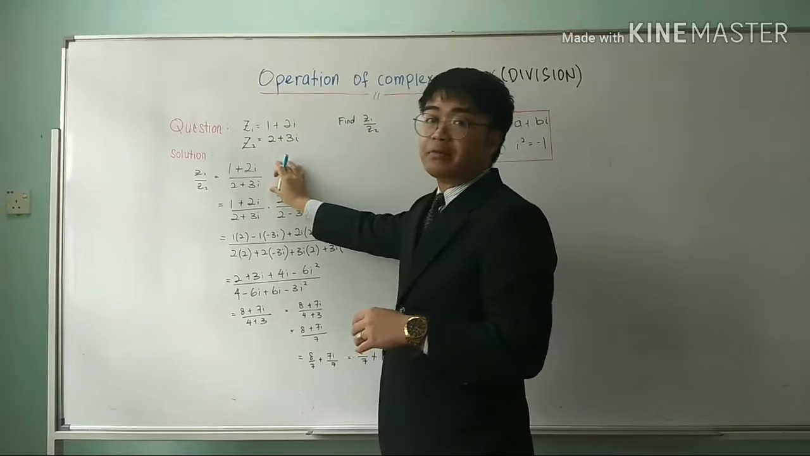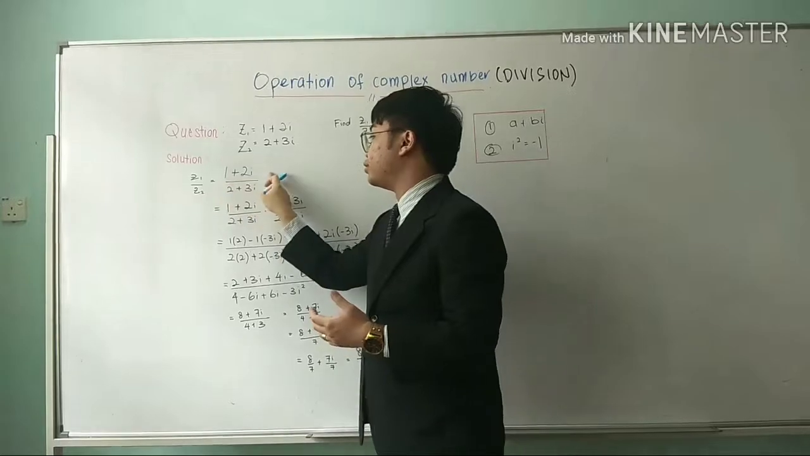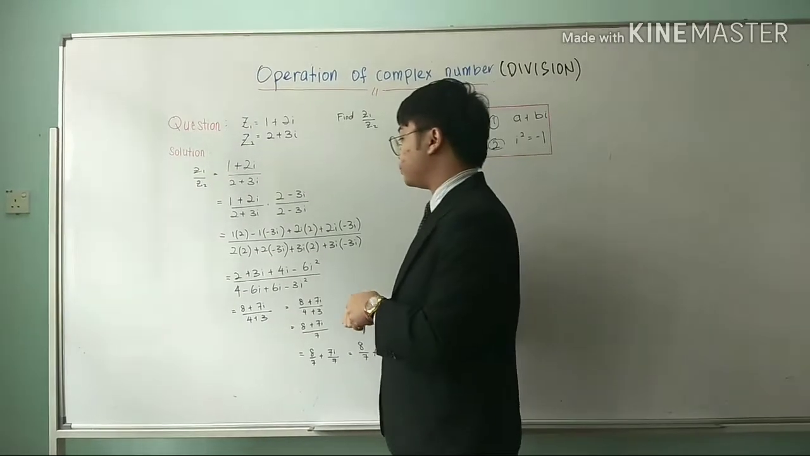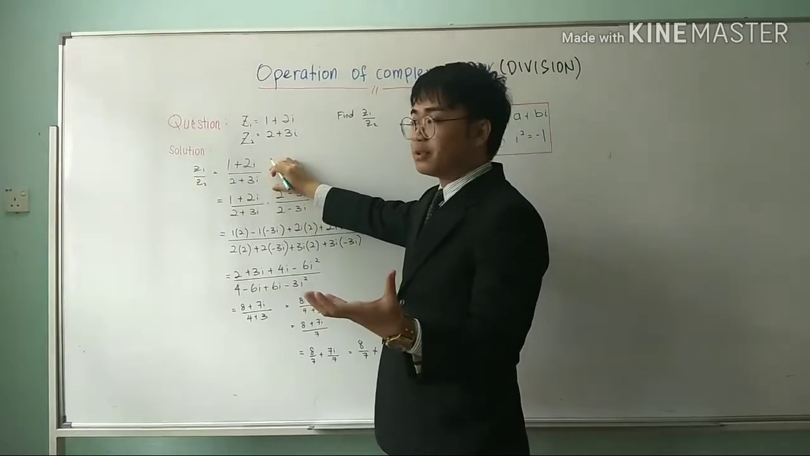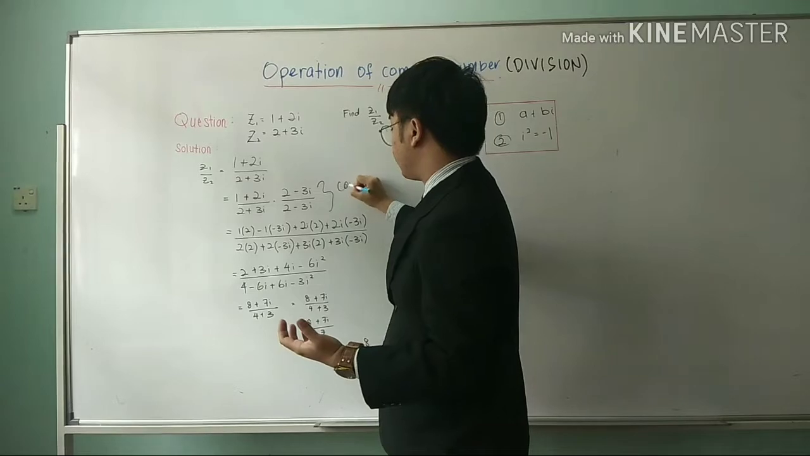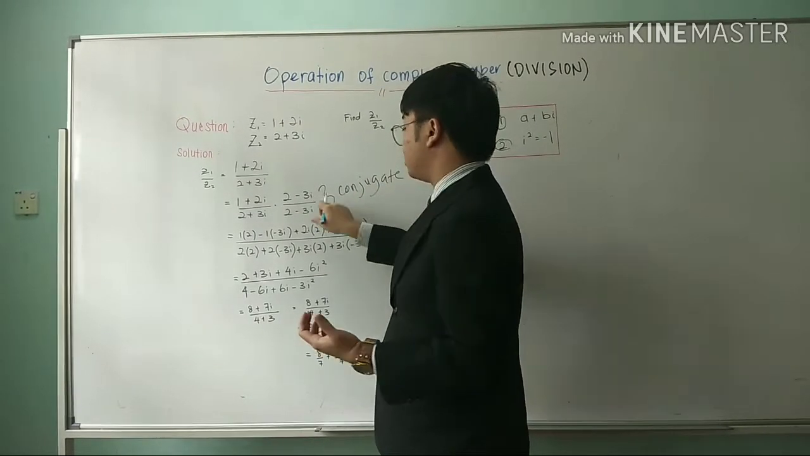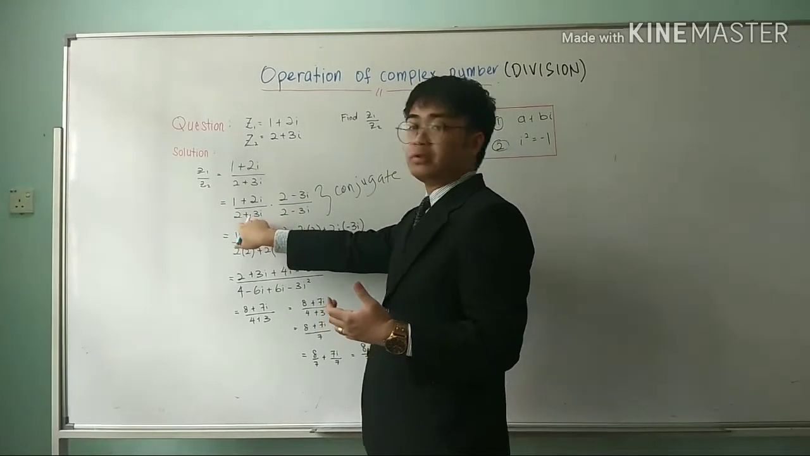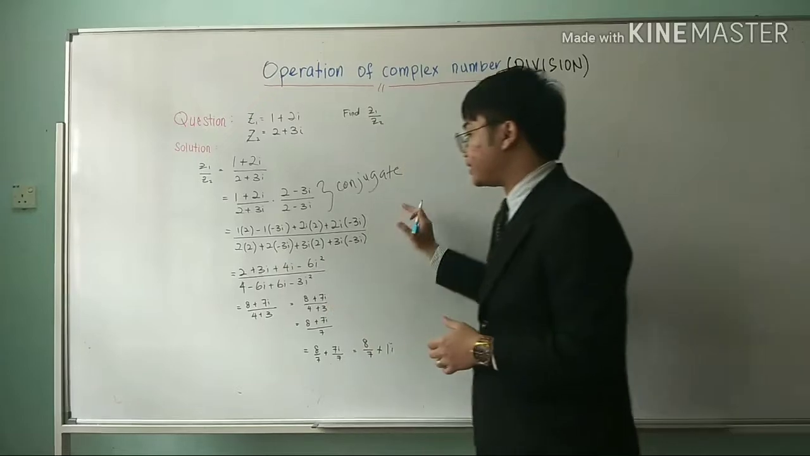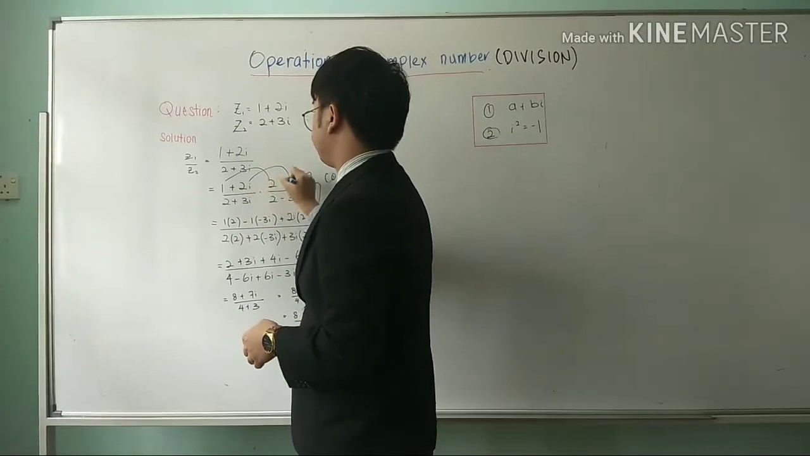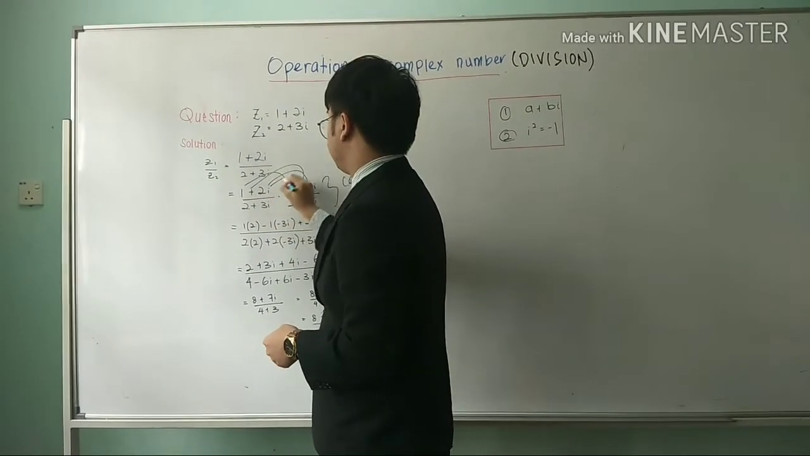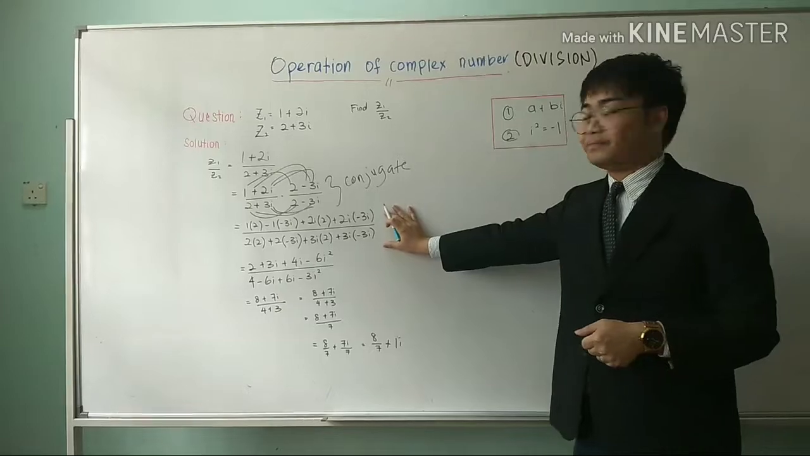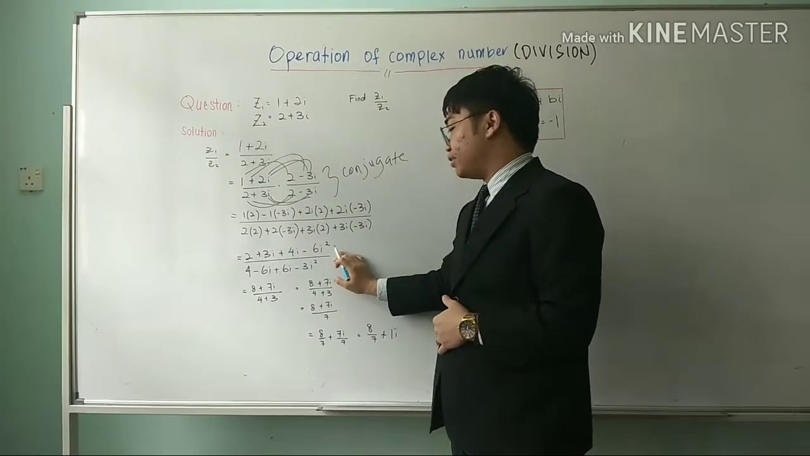First, we arrange it in this manner. Z1 over Z2 equals 1 plus 2i over 2 plus 3i. What we want to do next is multiply these two complex numbers by what we call the conjugate, which is 2 minus 3i over 2 minus 3i, the negative for the denominator. Then we expand it, and we finally got this one. You multiply everything, and afterwards you get this one.